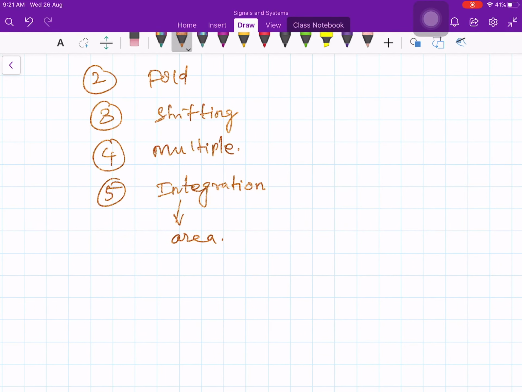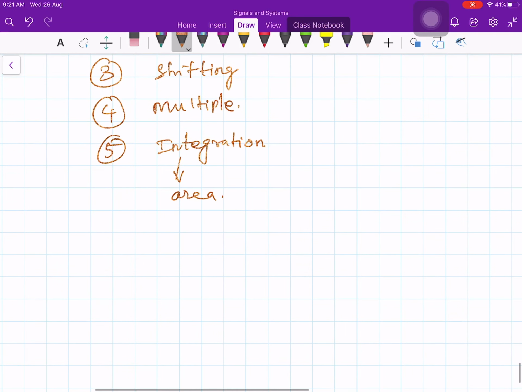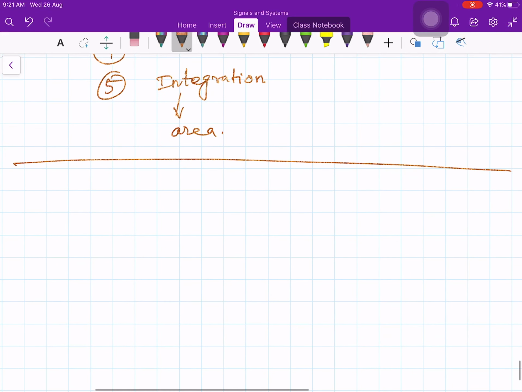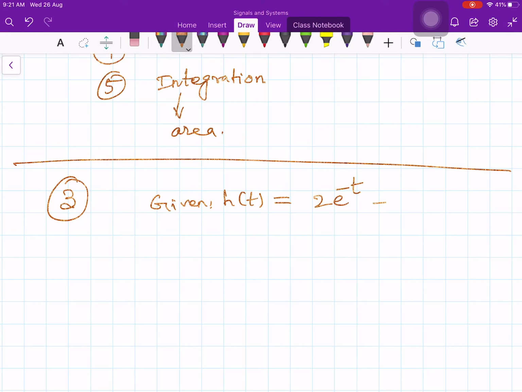Let me take one more example. Third example. So, given, it is fairly mechanical steps. It is 2 times e to the minus t minus e to the minus t multiplied by u of t. So, the condition is an initially relaxed linear time invariant system.